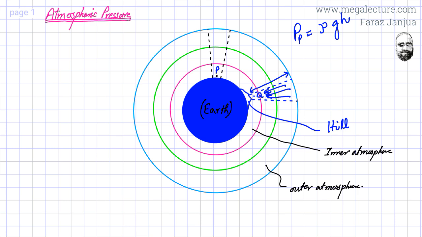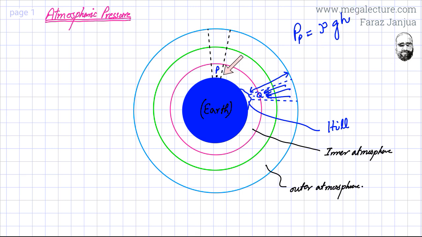Now, how much is this pressure? This is a very good question. You should be now thinking, how much is this pressure? As I said, the density is not the same. It is not one value from here to here. G is not the same, because as we are going far, far away from the surface of Earth, the G will definitely get affected. A small effect, but it will be there.